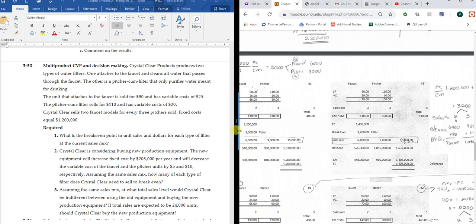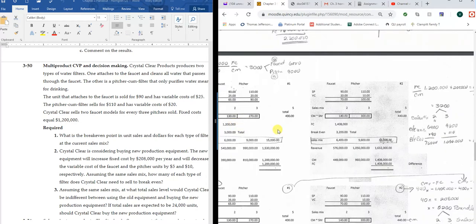So again, if you recall, I have this formula set up. So again, figure out the contribution margin, which is now changed to 70 and 100 because these two changed by $5 and $10. Multiply by the sales mix. I get 70 times 2 and 100 times 3.